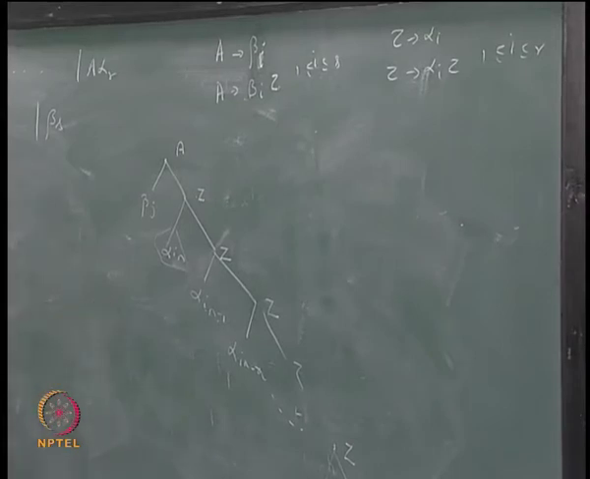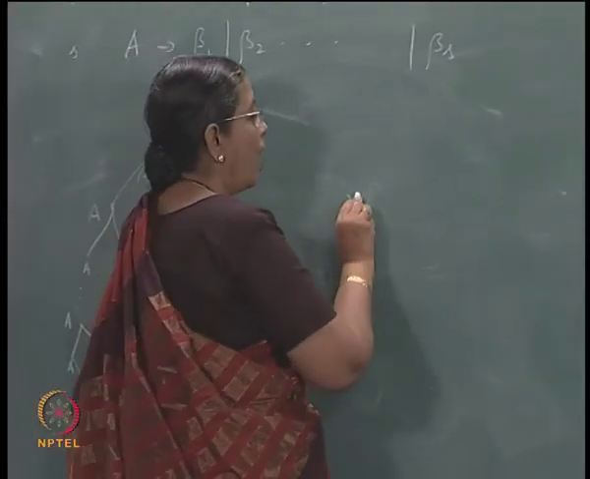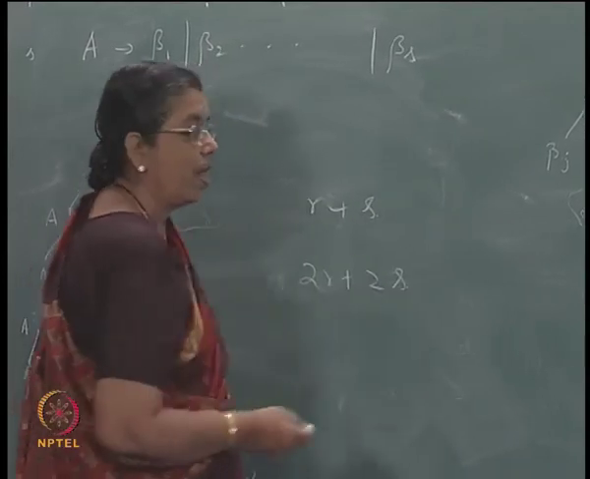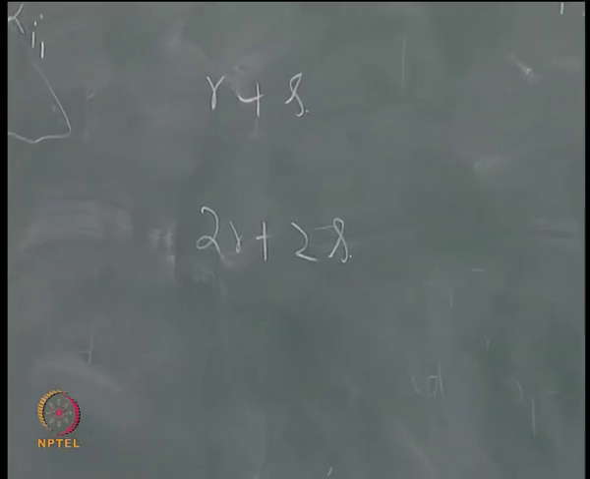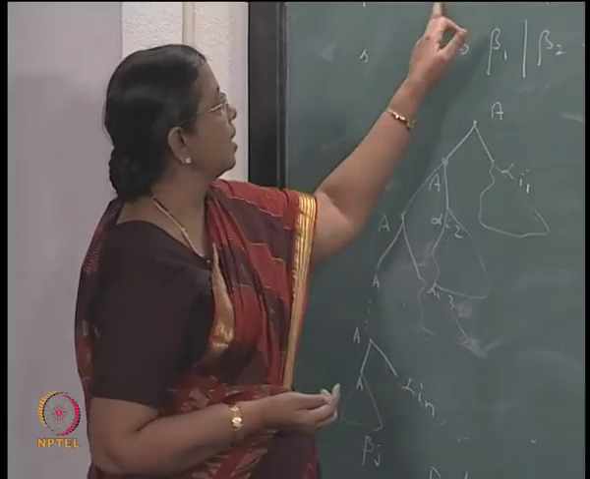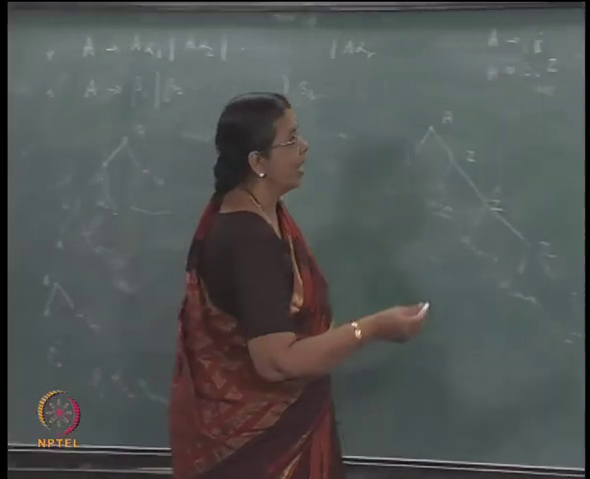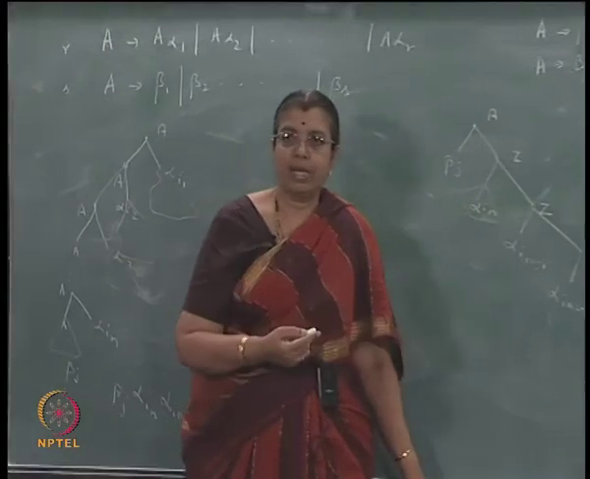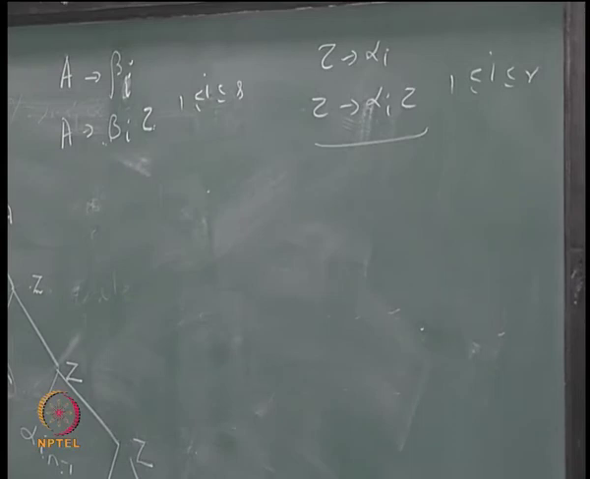So, the language generated does not change, it remains the same, but instead of R plus S rules, now we have 2R plus 2S rules. And what have we achieved by doing this? We have avoided left recursion. Left recursion is avoided, but what have we done for that? We have introduced right recursion. Z occurring as the last symbol introduces right recursion.